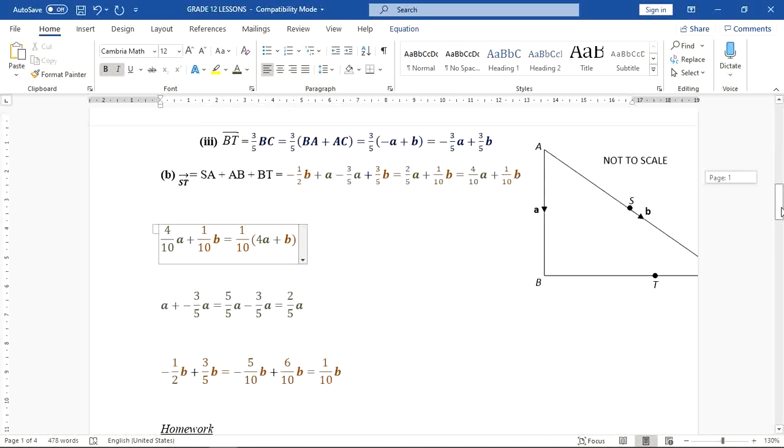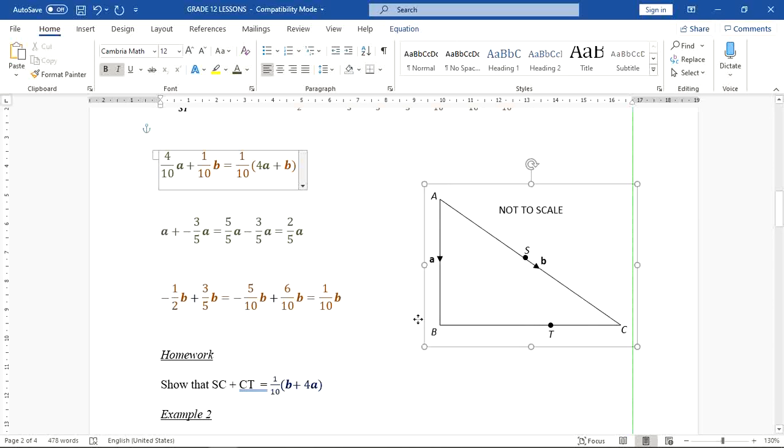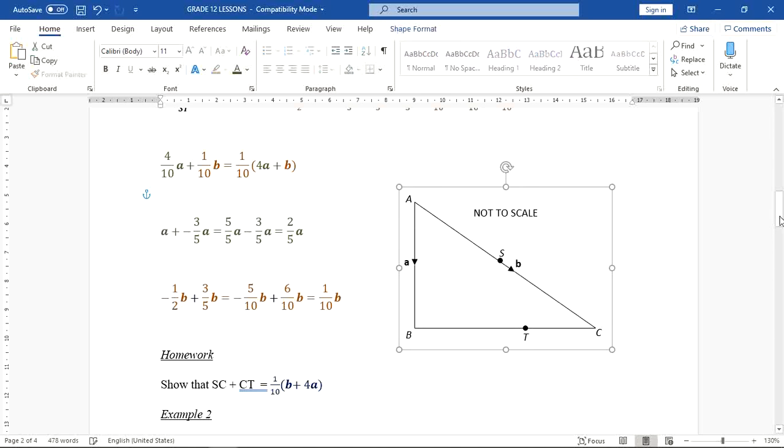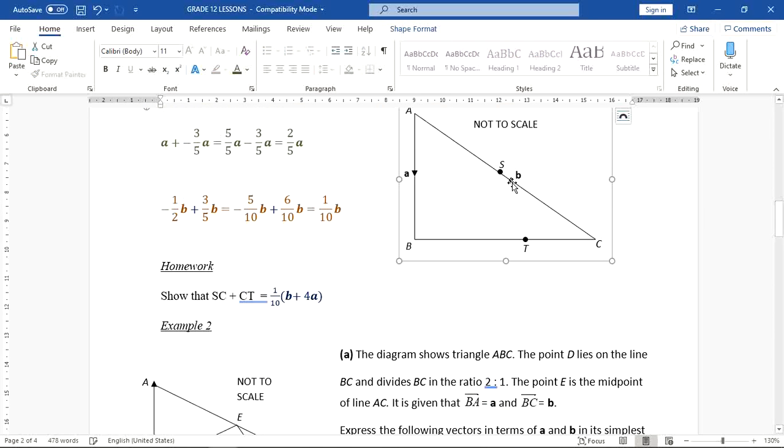So now remember, your homework is to show that if you take the shorter route, which is easier, because the shorter route you only have few steps to take. You take SC to CT. Please show that taking the shorter route also gives us the same answer like the one I got.